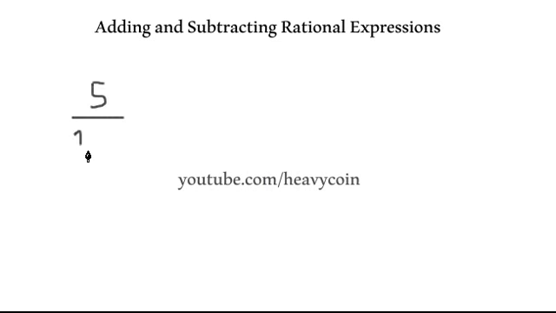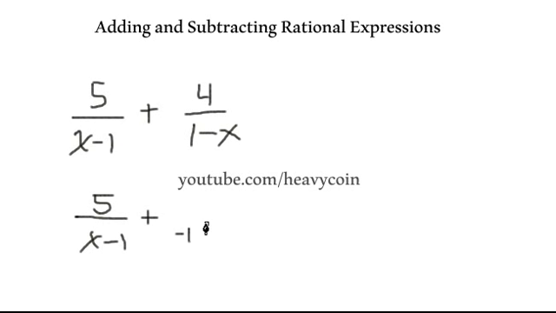Let's see, 5 over x minus 1 plus 4 over 1 minus x. And what we're going to do here is factor a negative out of this one right here. It doesn't matter, I could factor a negative out of the other, but I'm going to do it out of this one. So 5 over x minus 1 plus, factoring out a negative 1, that leaves us with negative 1 plus x.